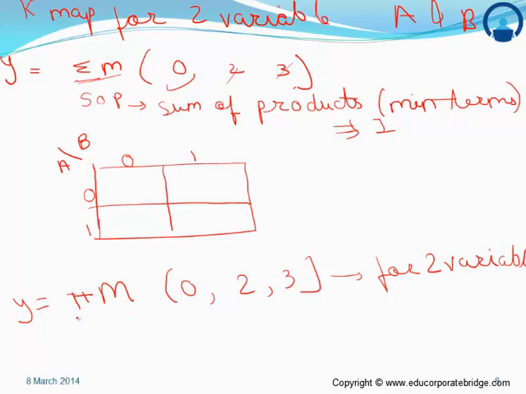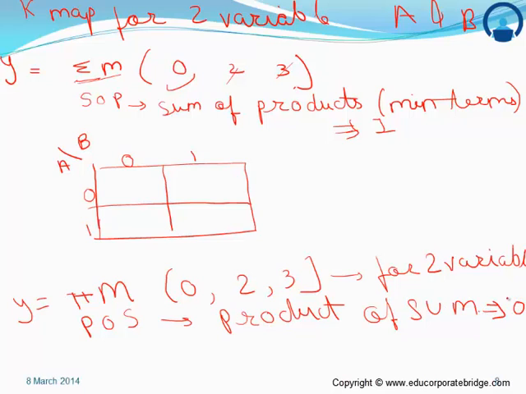it is called POS, that is product of sum, and represented by 0. So this value is written as 0, this is 1, this is 2, this is 3.